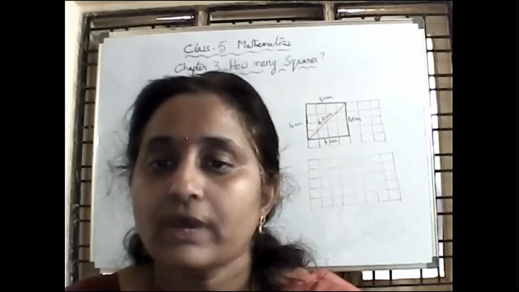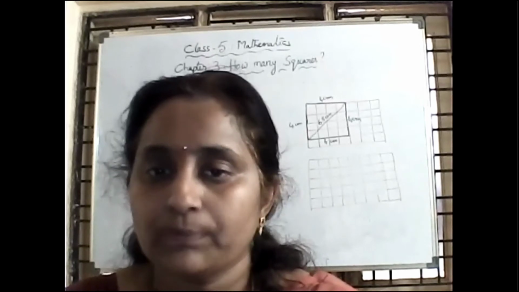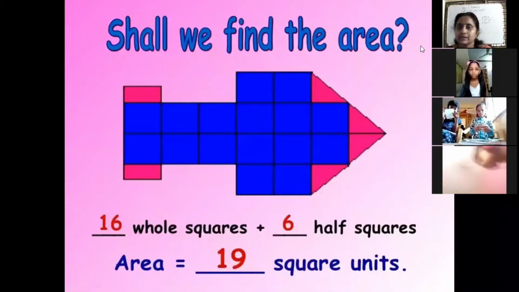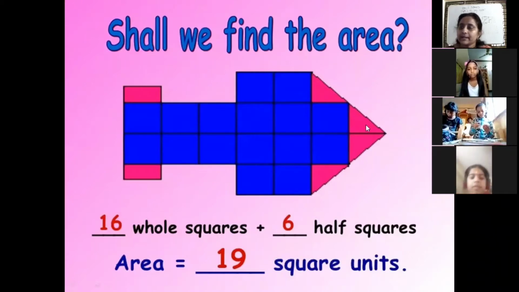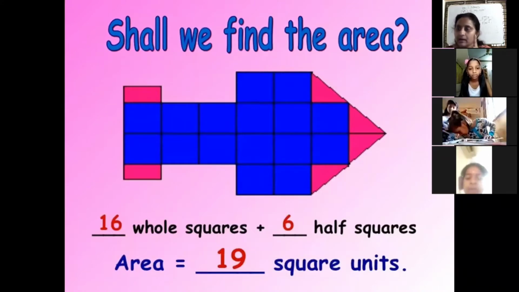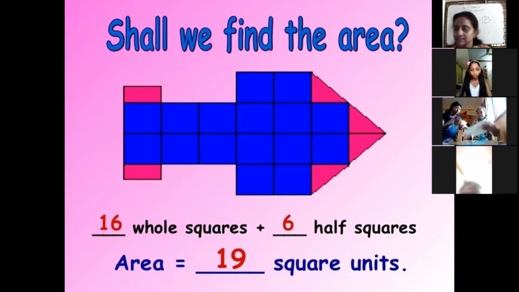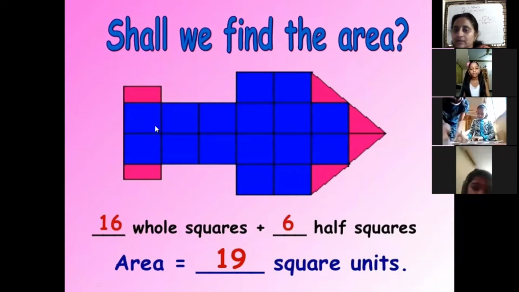Now, let us rewind the topic once. Shall we find the area of this figure? How can we find the area of this figure? By counting squares. If we have full squares, we will count it as 1. If we have a half square, we will count it as half. If it is more than half, we will take it as 1. If it is less than half, we will take it as 0. So here in this figure, we have only full squares and half squares.